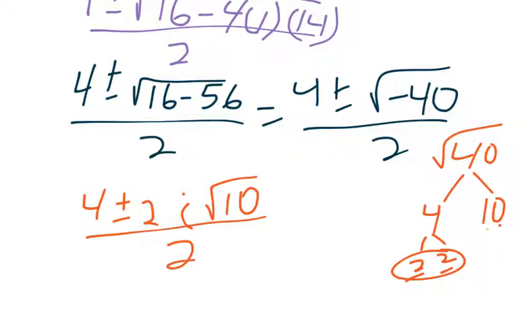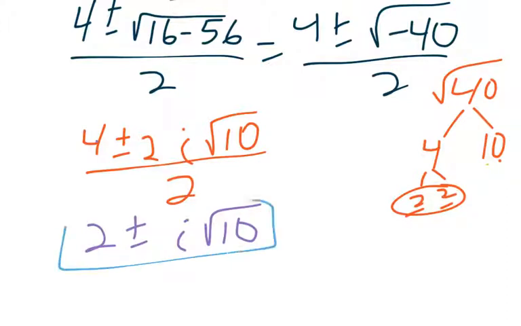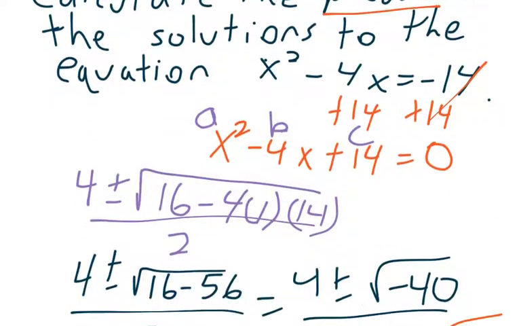Now I'm going to look for common factors. So look at my numbers outside of jail. We have 4, 2, and 2. They are all even, so we can divide them all by 2. 4 divided by 2 gives us 2. 2 divided by 2 gives us 1. So that's really just a 1i root 10. And then if we divide the bottom one by 2, it's just a 1. So these are our solutions, but our question asks for the product of the solutions.